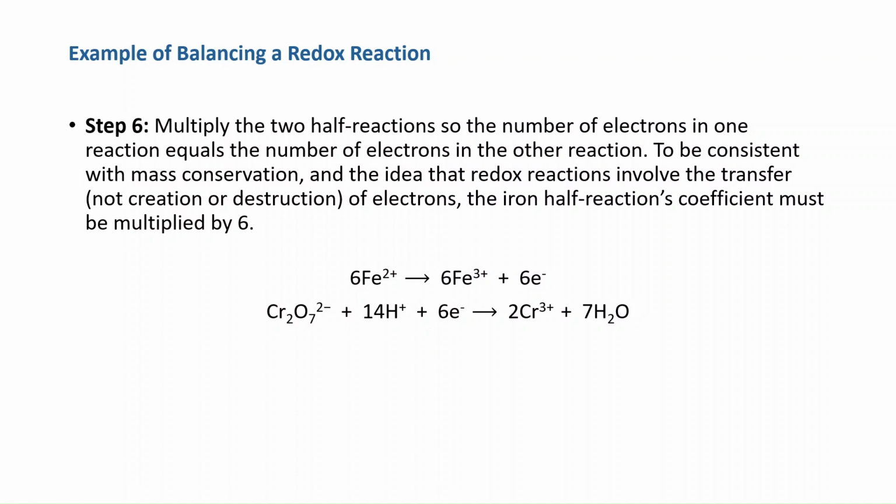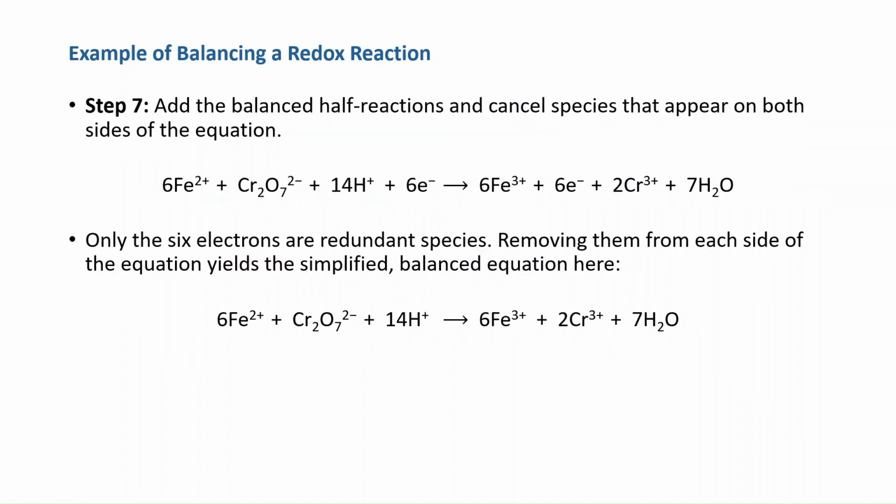So we have balanced what I call the other atoms: we have balanced the oxygens, we have balanced the hydrogens, we have balanced the charges, we have balanced the electrons. We are ready. Now we can add these two. Just like we took the original equation and split it into half reactions, now we can recombine them to come up with one overall equation.